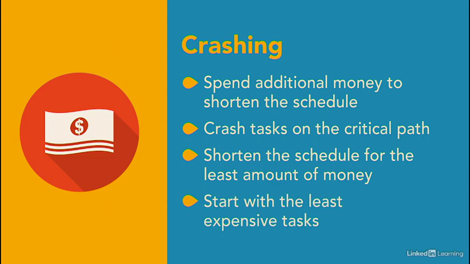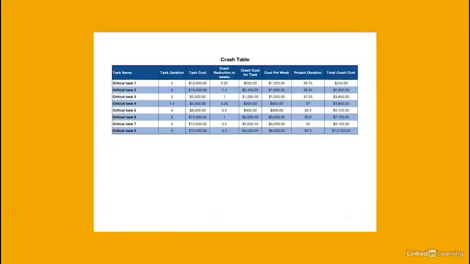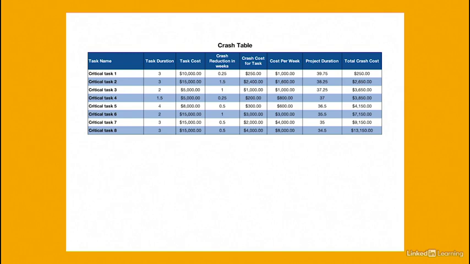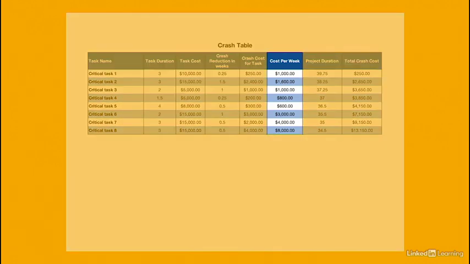Start with the least expensive tasks to crash and move on to tasks with higher price tags. Remember, you crash tasks only until you've shortened the schedule by the amount you need. A crash table makes it easy to see which tasks to crash. It shows the cost to crash each critical task and the duration you eliminate by crashing them. Choose the tasks with the lowest crash cost per week. If they have the same crash cost per week, crash the longer ones first. That way you crash the fewest tasks.